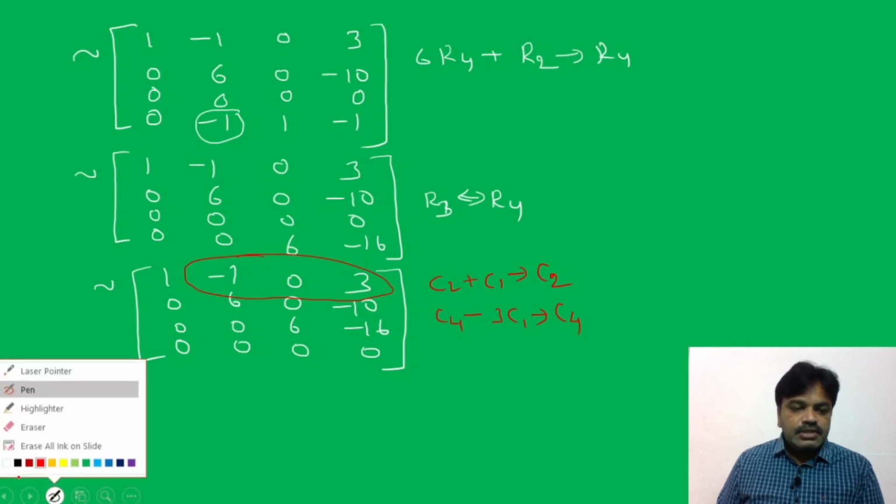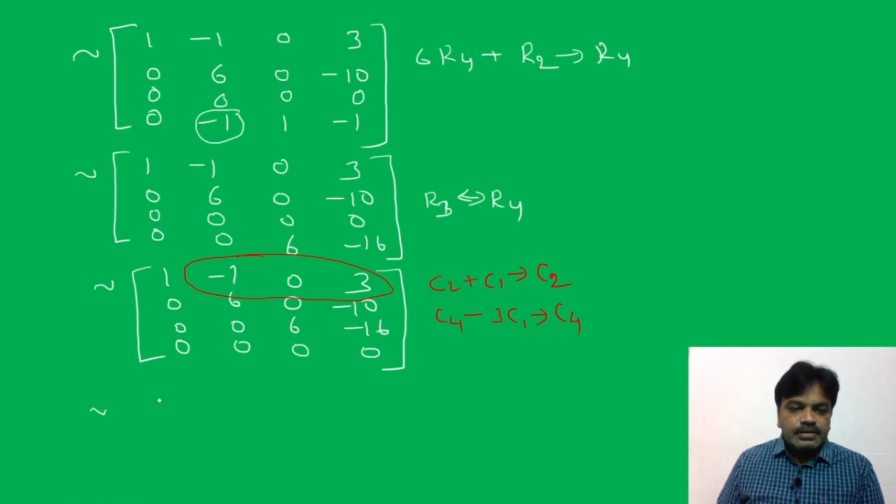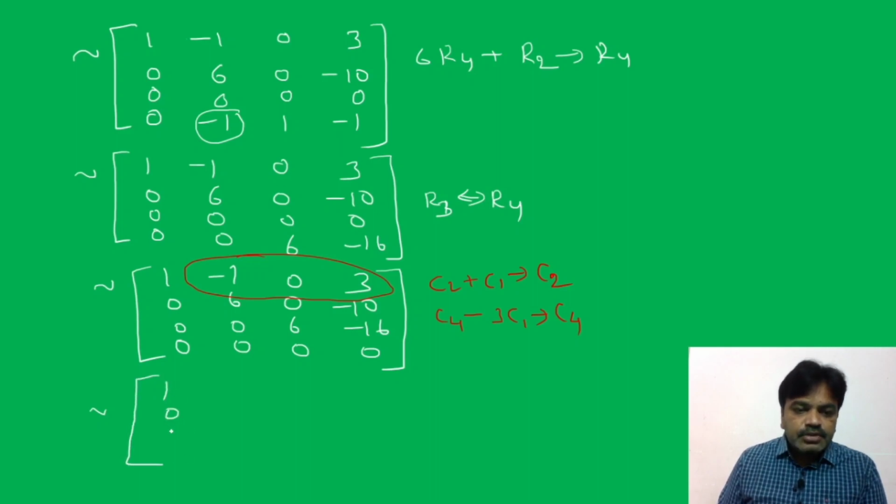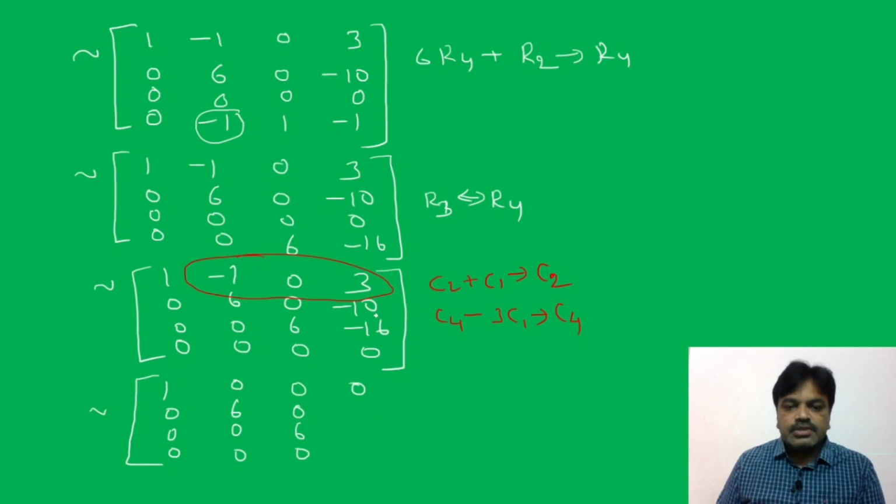So this is equivalent to the matrix 1 0 0 0. Clearly these elements are 0. C2 plus C1, that means 6 here, 0 0. The third row is already the same, so 6 0 6 0. Now C4 minus 3C1 gives the same matrix, minus 10, minus 16, 0.